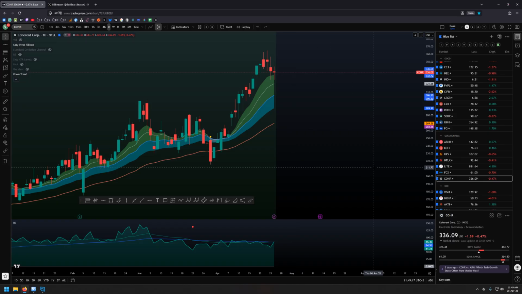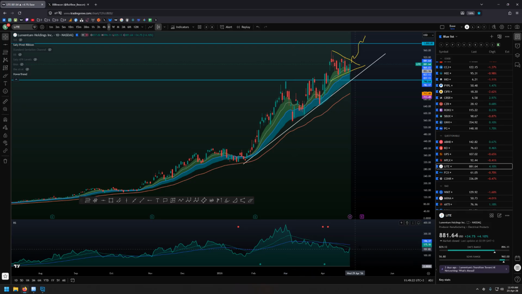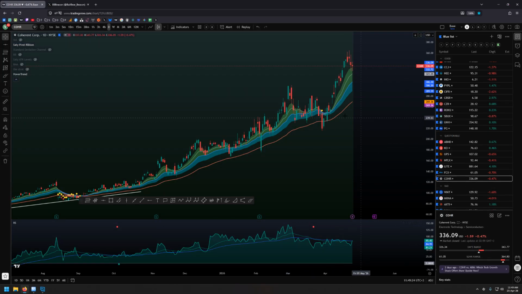Let me have Coherent. This is very similar to what we saw in Lite. So very similar setup, same kind of concern. So it's kind of showing weakness. It's trying to recover from that now. It could definitely go higher, but I would say this one is closer to the end of the cycle.